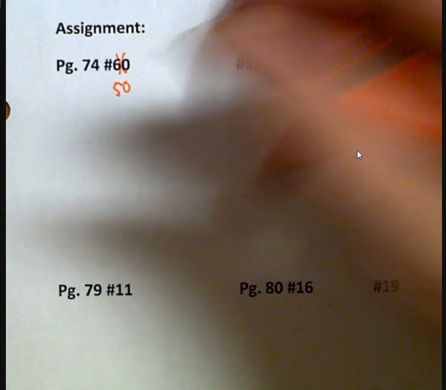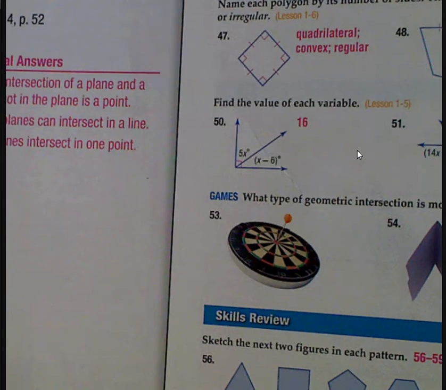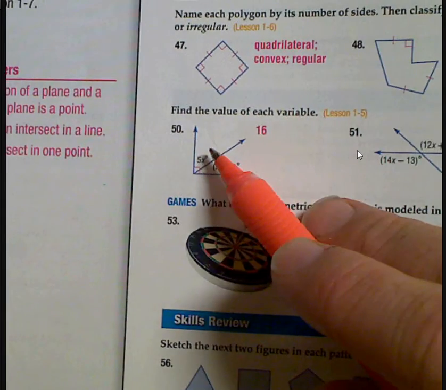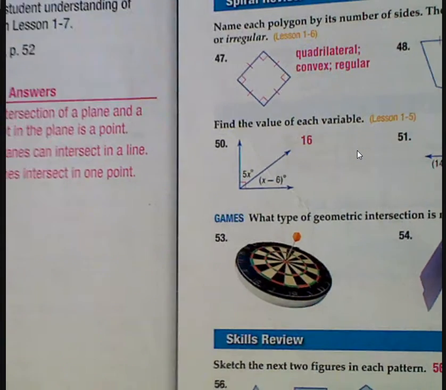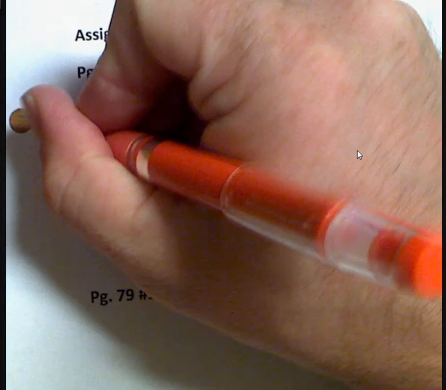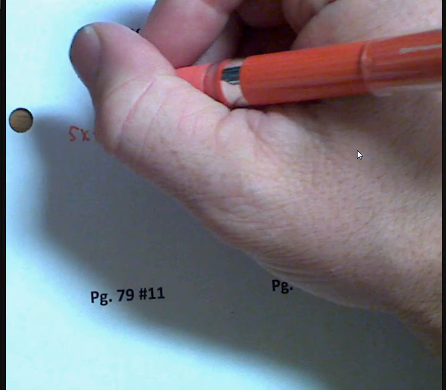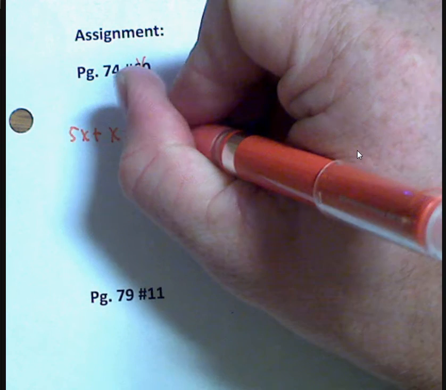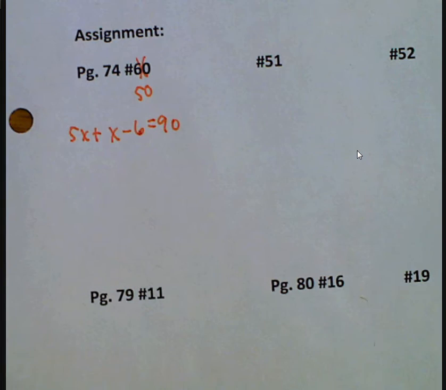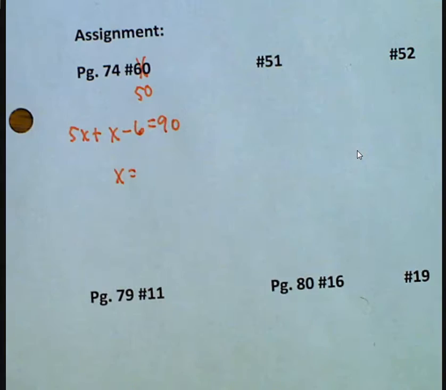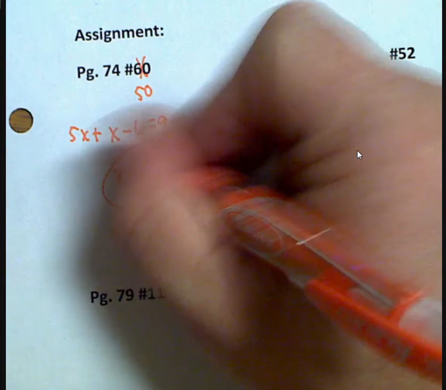On number 50, we are given a right angle, which means that these have to be complementary angles, which means both of them have to add up to 90. So I would be given 5x plus x minus 6 has to equal 90. Therefore, if I solve this, I get 16.